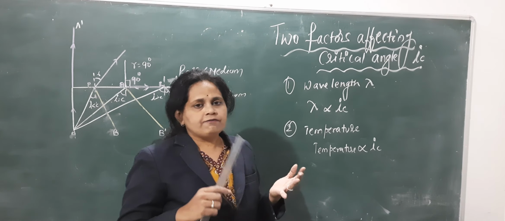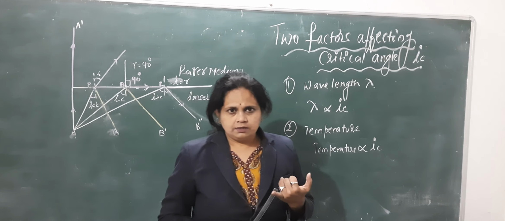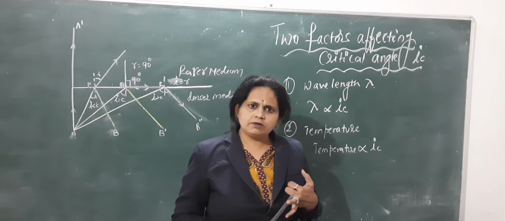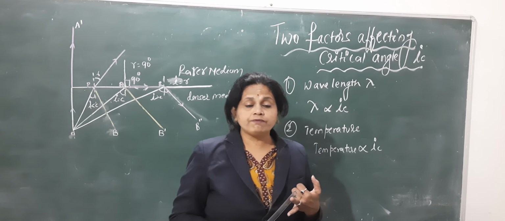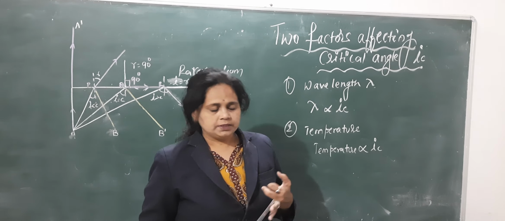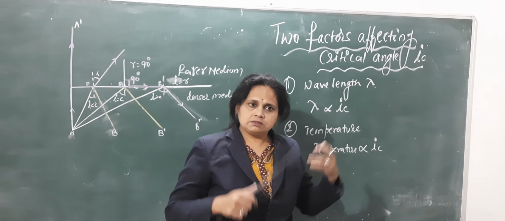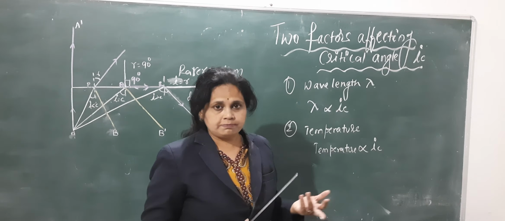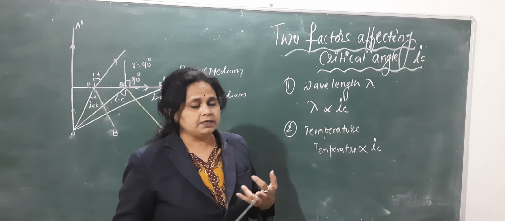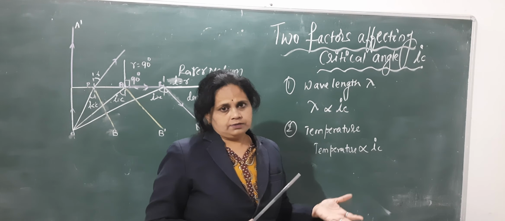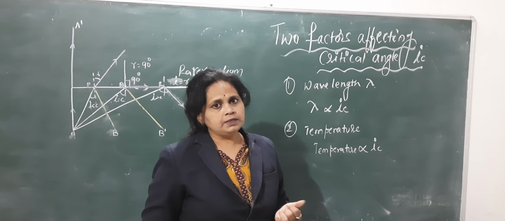That means if I take violet light, its wavelength is least, right? So the critical angle for the pair of mediums will be least for the color violet. In a similar way, if I take red, the wavelength is greatest, right? It is 8000 angstroms. So for the pair of mediums, the critical angle will go on increasing with the color red. If it is red, the critical angle will be more.